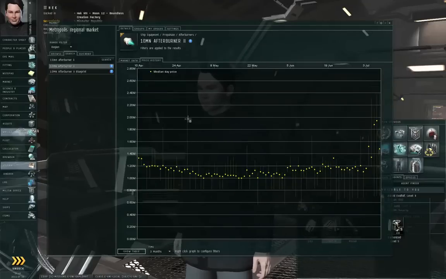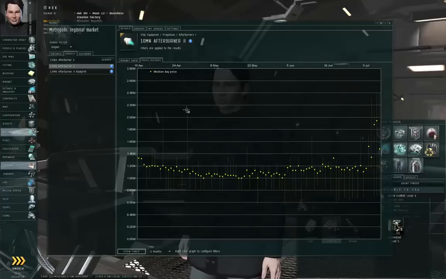So on April the 28th, somebody, somewhere, bought an afterburner for 2.2 million ISK, and as low as 1.1 million ISK. The median was somewhere pretty low. So half of the afterburners that were sold in this tiny little span down here. The other half were sold in prices somewhere along this high span.